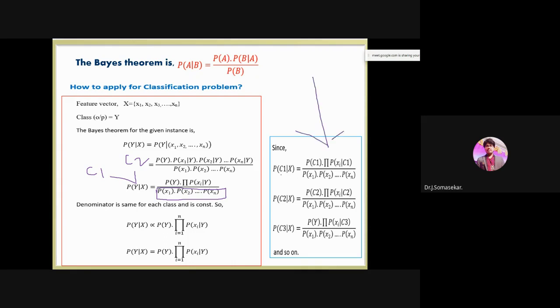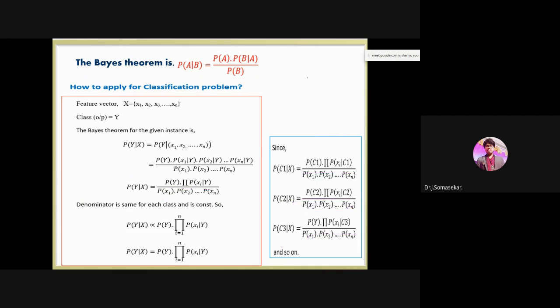You can see the reason here. When you take the C1 class, given the feature x, the denominator is the same. When you take C2, the denominator is the same. When you take C3, the denominator is the same. That means in all the cases, the denominator is constant. Because of that, we are not going to consider it for the further step.